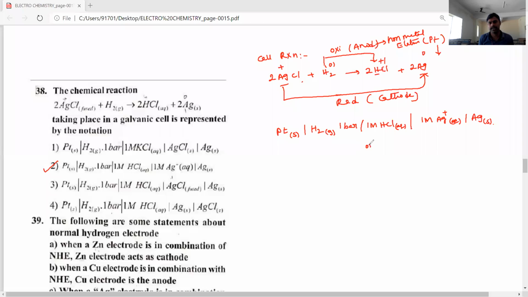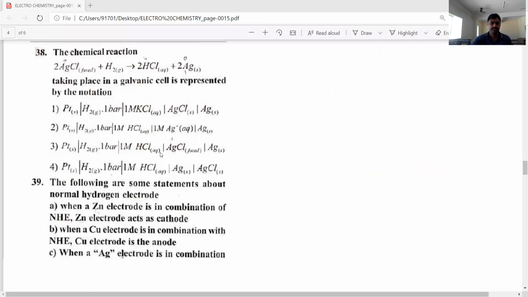This we can also represent like this: platinum, hyphen, H2 gas | H+ ions or HCl 1 molar, salt bridge, Ag+ aqueous | Ag solid. This is also correct. So according to that, the correct answer is the second option. Okay, let's go for the next question, 39.